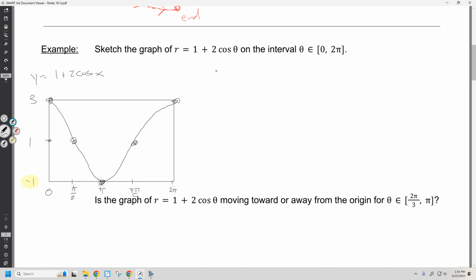Now, there's a very important number, and that is a radius of 0. Radius of 0 means we're at the origin. We are about to be asked questions about moving toward or away from the origin. Well, let's make sure we understand the origin is radius equals 0. Cool. So maybe we should spend a little bit of time finding when my radius equals 0.